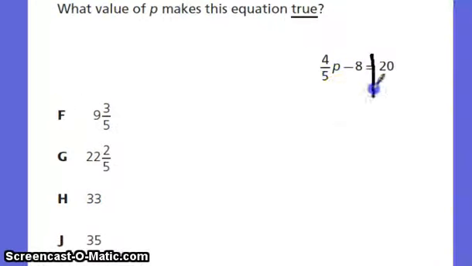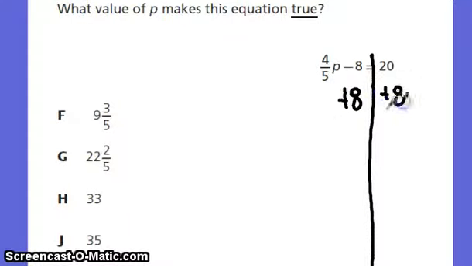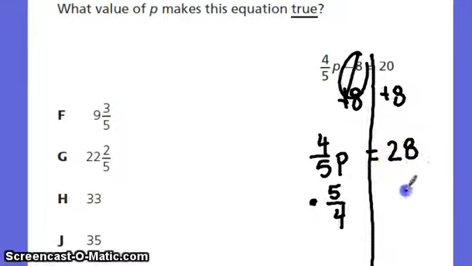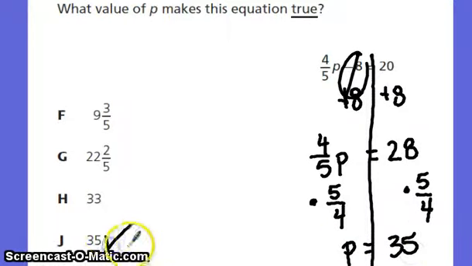Which value makes this equation true? Add 8. 4/5 P is remaining. This is gone. We have equal to 28 here now. I'm going to multiply by the inverse. And 28 times 4/5 is going to give me 35, which is J.